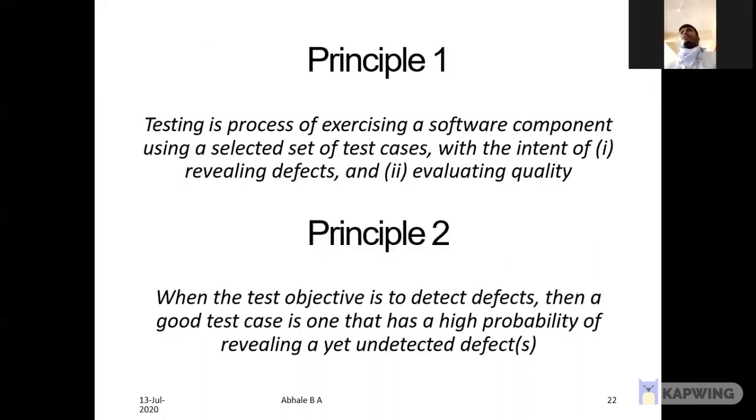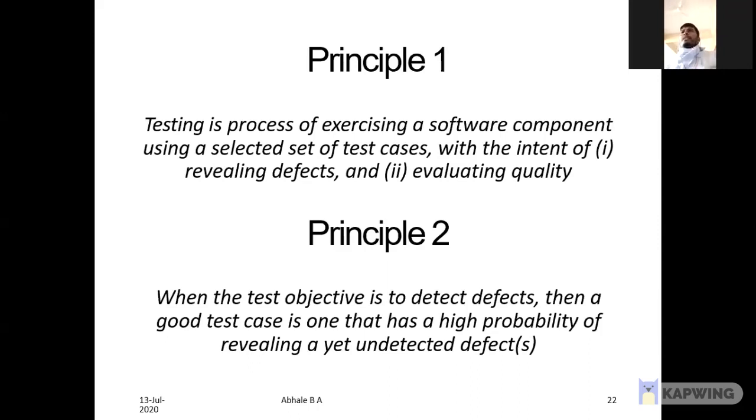So what is the first principle? Testing is a process of exercising a software component using a selected set of test cases with the intent of revealing defects and evaluating quality. So this is the first principle. This is the main objective of your testing: find the defects and get the quality, or find the quality of the software. This is your first principle for testing. The second principle is your principle second.